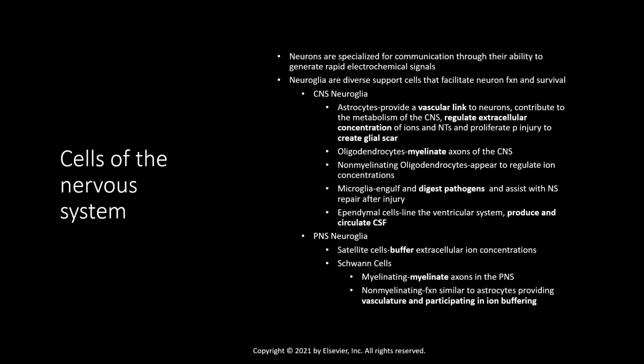Our non-myelinating Schwann cells function similar to the astrocytes of the central nervous system, providing vasculature and participation in ion buffering. And then we have terminal Schwann cells, which help to maintain the neuromuscular junction where the neuron communicates with the muscle.